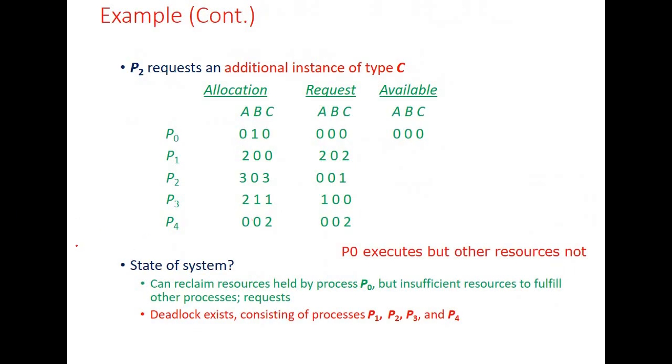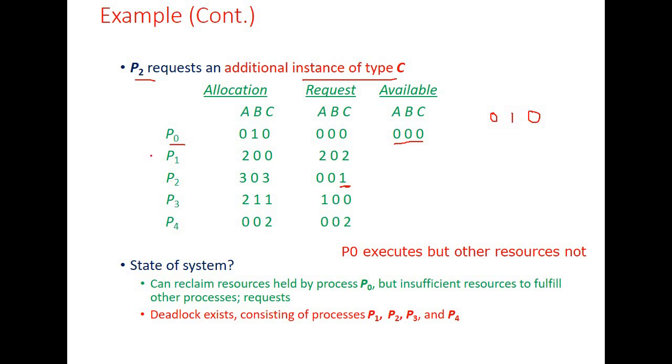Coming to another instance of the same multiple instance problem. Here P2 is requesting an additional instance of type C. So P2 is asking for another resource, but available resources are 000. Now consider P0 wants to execute. After executing, P0 releases 0, 1, 0. So the available resources are 0, 1, 0.